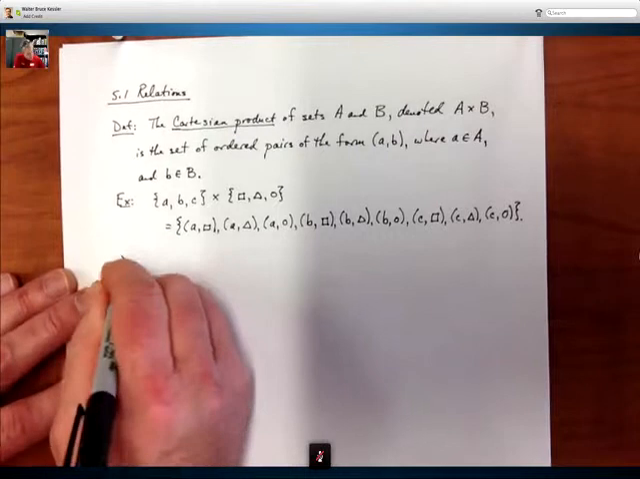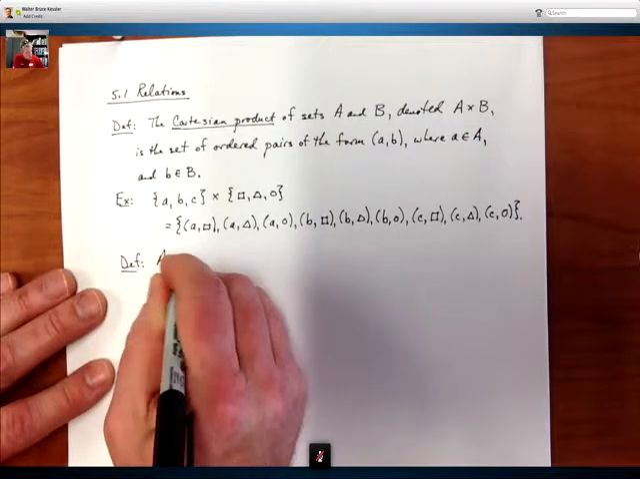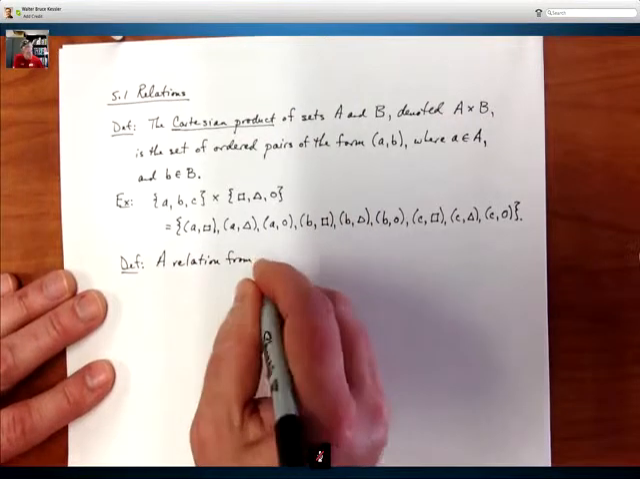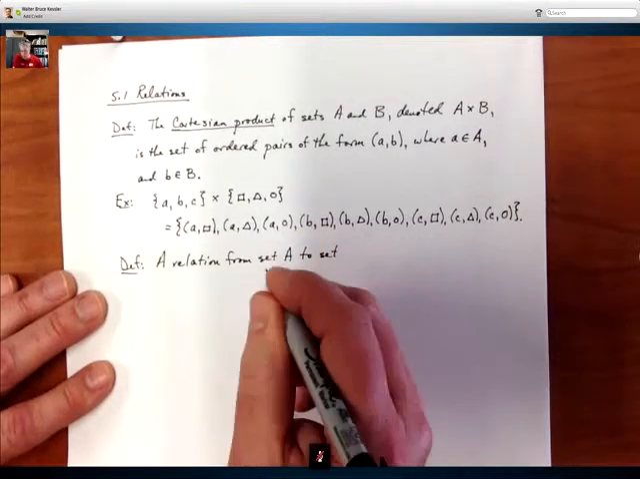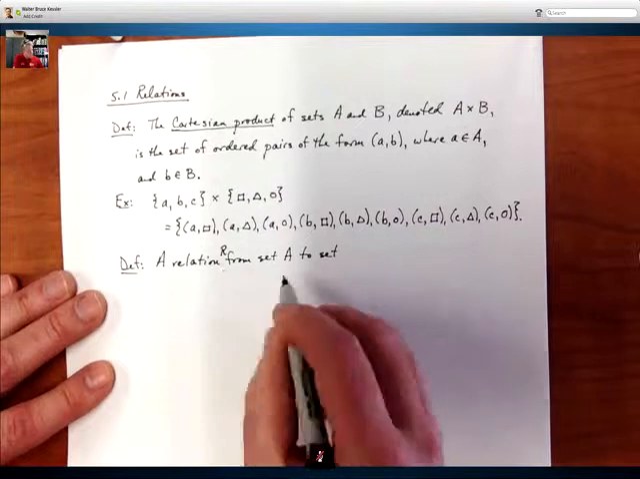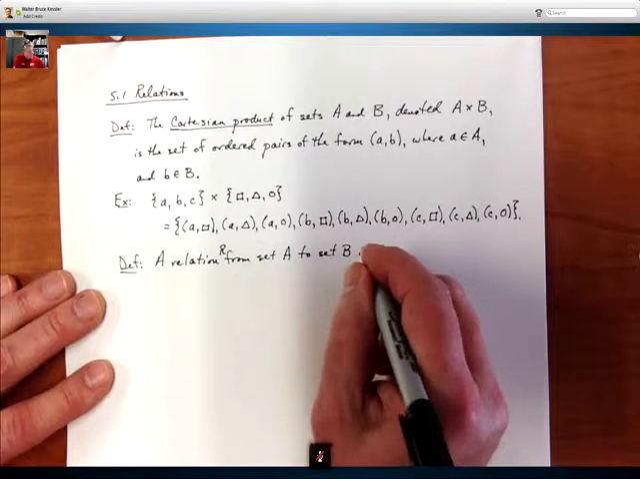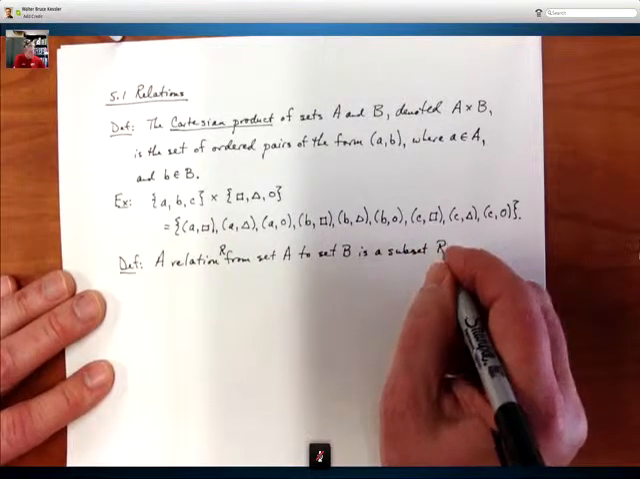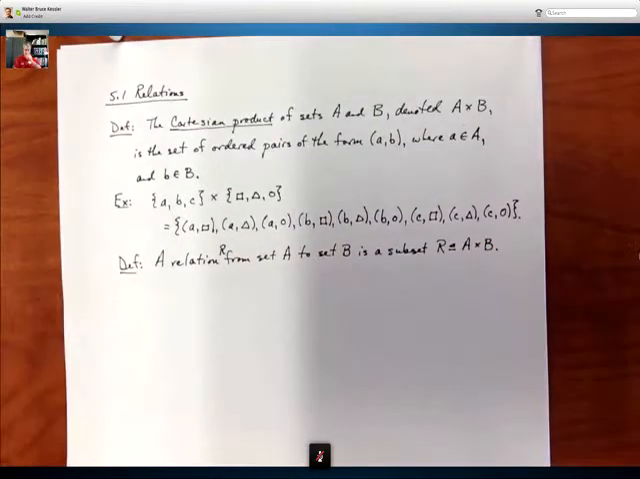Okay, so let's go ahead and define that formally. A relation R from set A to set B is a subset of A cross B.